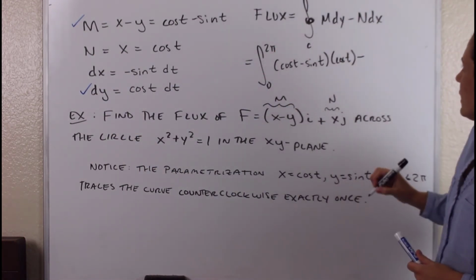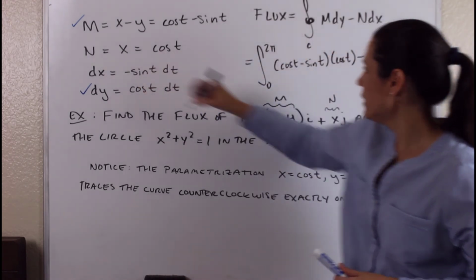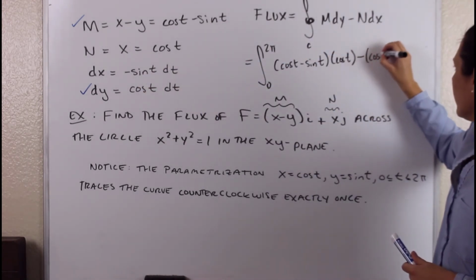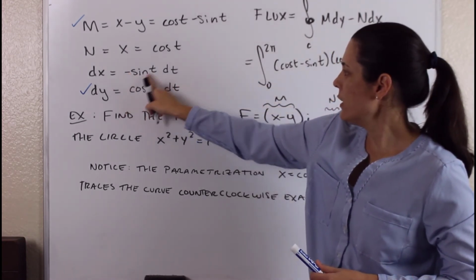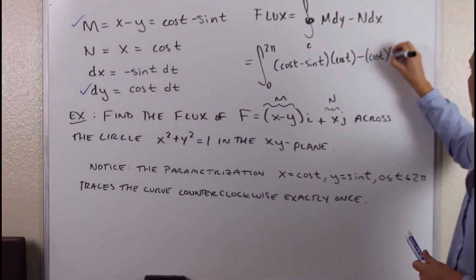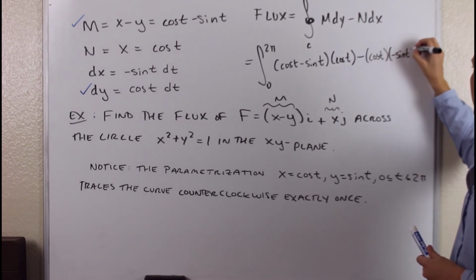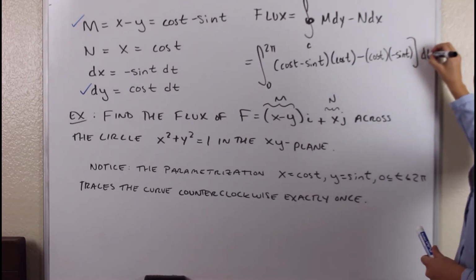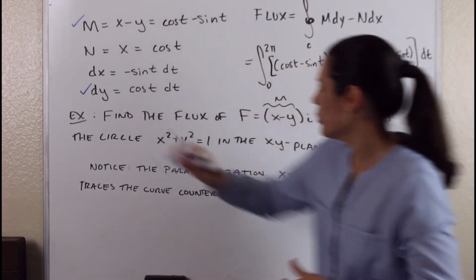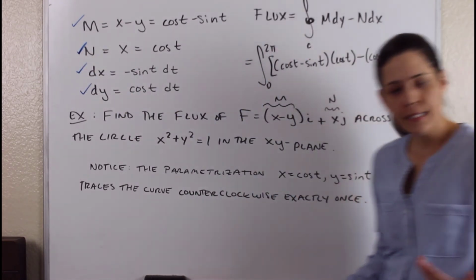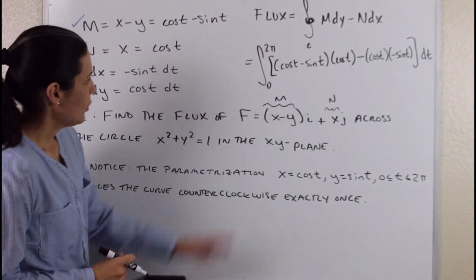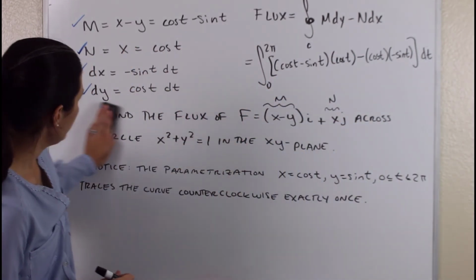Now minus n, which is cosine t, dx, which is negative sine t, and then the dt is going to go in the back. So negative sine t, and then we save that dt for the end over here, and so we used both of those as well now. Okay, and then this is going to give us our flux. So let's simplify and then do this integration.